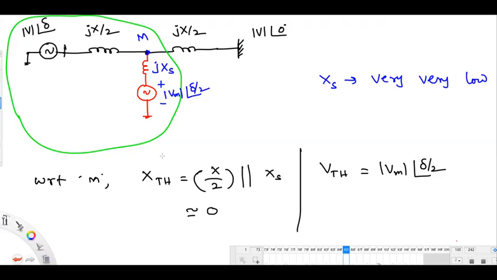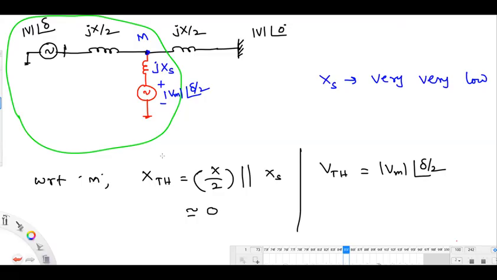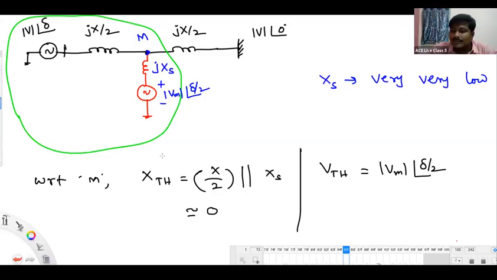P maximum is the steady state stability limit, sir. dp by d delta? Steady state stability? dp by d delta is the synchronizing power coefficient, not steady state stability.